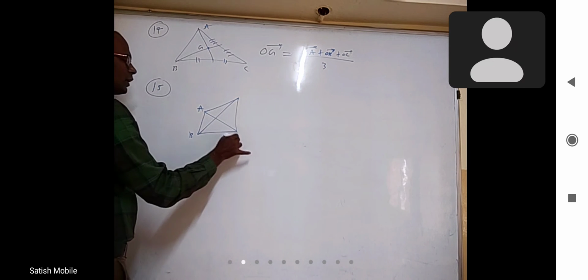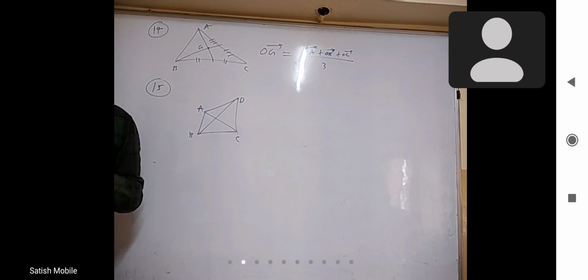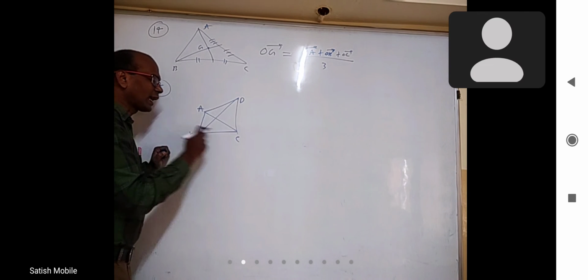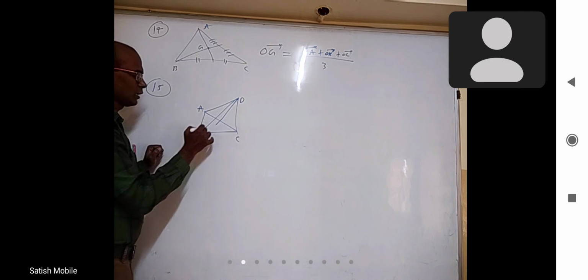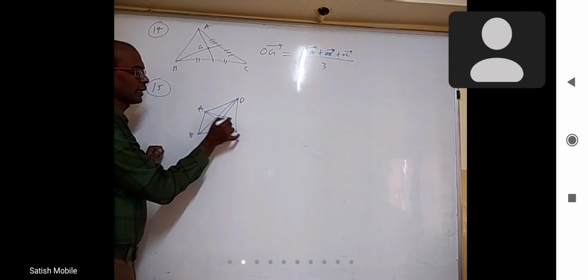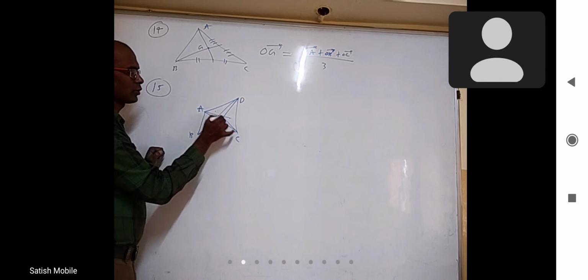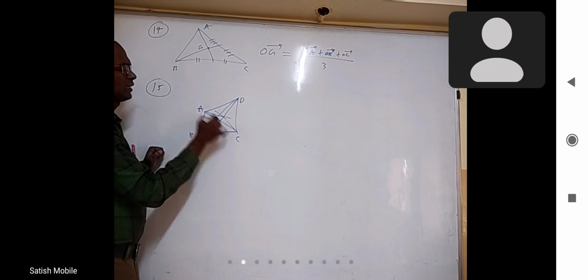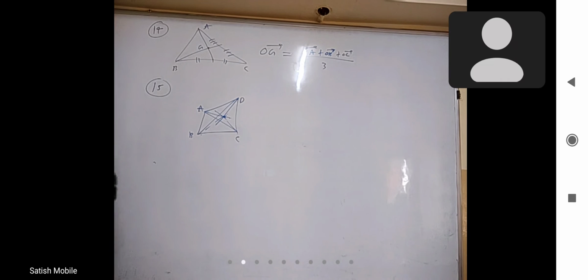If there is a tetrahedron, this is not a two-dimensional figure, it is a three-dimensional figure. A, B, C are on the ground, D is somewhere in the air, such that ABCD is a tetrahedron. A tetrahedron also will have one centroid. What is that? Triangle ABC will have one centroid joined to D. Triangle BCD will have one centroid joined to A, and triangle ADB will have one centroid joined to C. Similarly, triangle ACD will have one centroid joined to B. All these medians are concurrent.